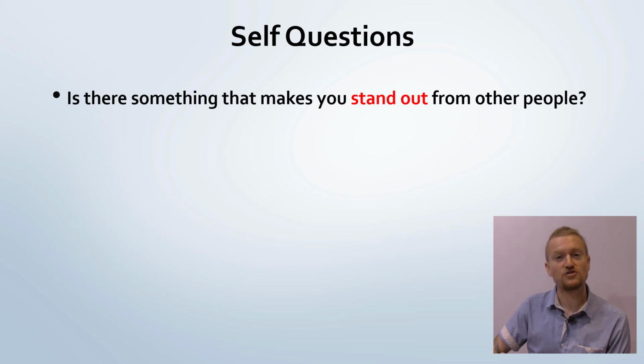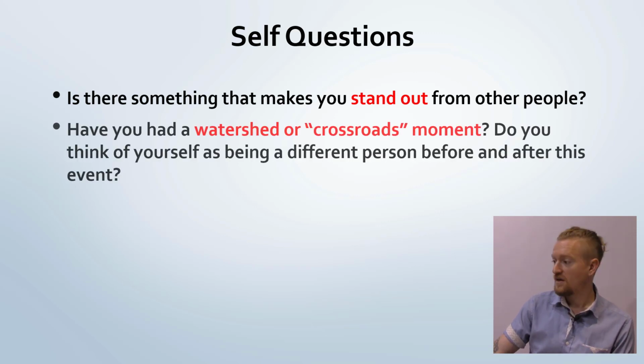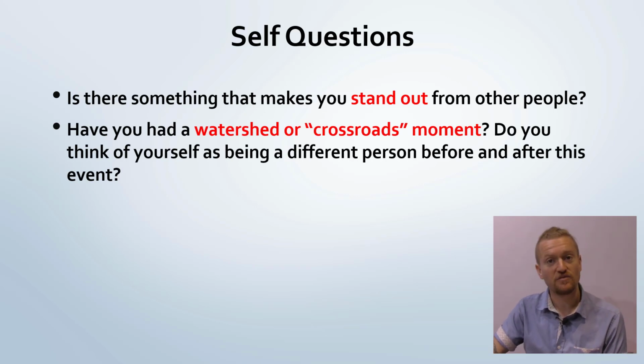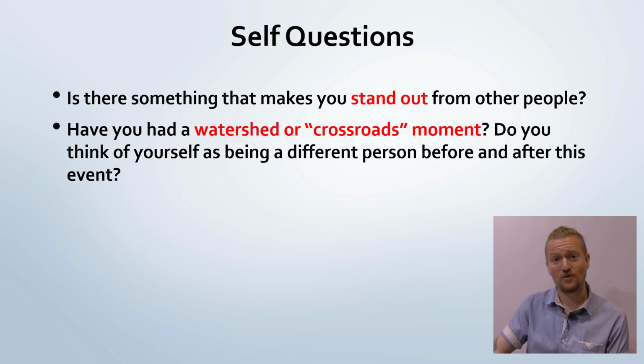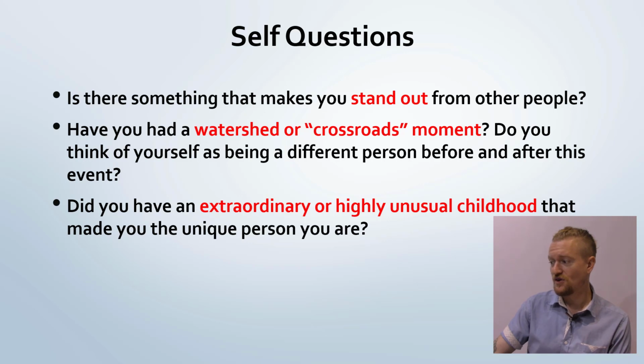Is there something that makes you stand out from other people? Have you had a watershed or crossroads moment? Do you think of yourself as being a different person before and after this event? For example, maybe when you were in middle school, you had a traumatic event, or you moved to a different city, or you traveled the world. Something that would definitely make the admissions officers see you as more than an ordinary person in terms of your experiences. Did you have an extraordinary or highly unusual childhood? Maybe you traveled with the circus when you were younger.